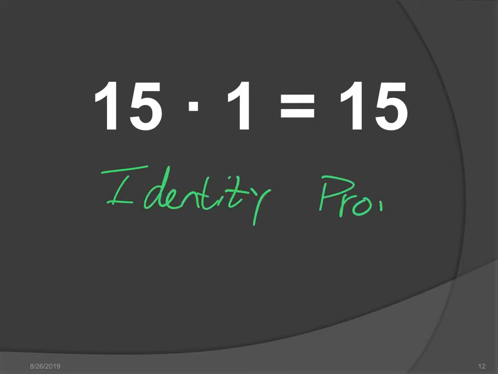Identity. The identity property doesn't change it. It's what you can multiply or add that won't change it. And here it is of multiplication, because you're multiplying by 1. Remember, you multiply by 1. You'll see an example. We saw one earlier when you add 0. Those are the identity.